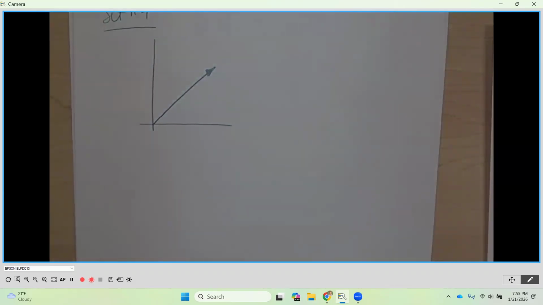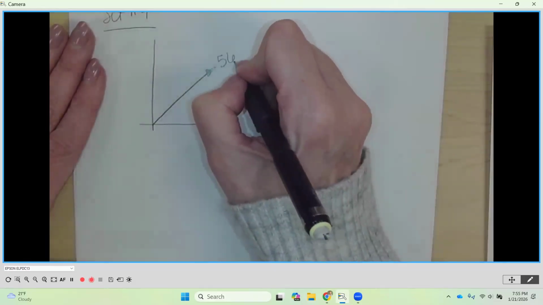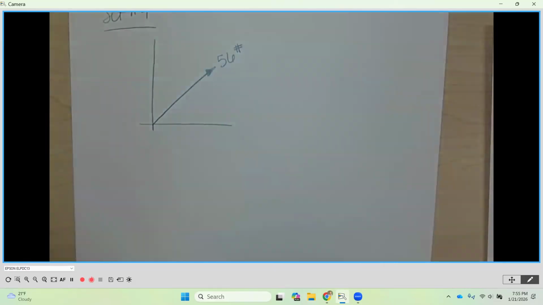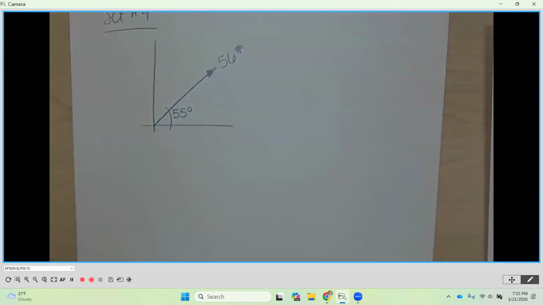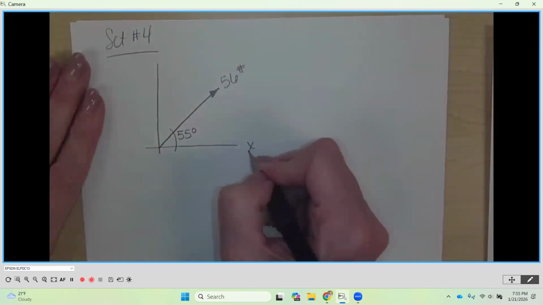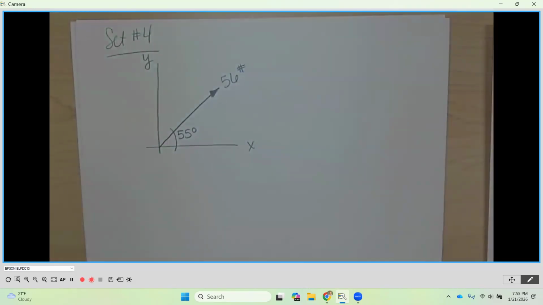We will be talking about vectors a little bit more in module 2, but every vector that we have when we represent a force has to have an arrowhead because we have to know which way it's going, okay? So we're going up and to the right here, and this is 56 pounds. So we're labeling the magnitude of the force as 56, and its units are pounds. So make sure you add those, okay? Now the angle that we have here is 55 degrees, all right? This is our x-axis. This is our y-axis.